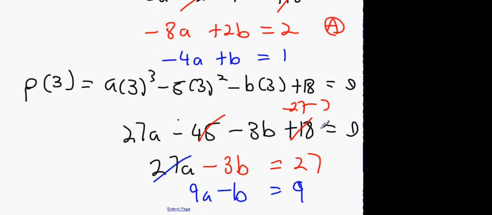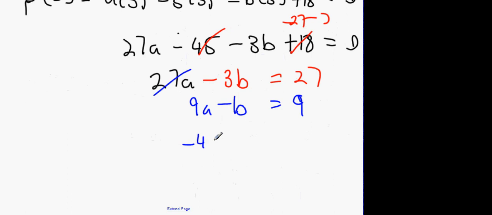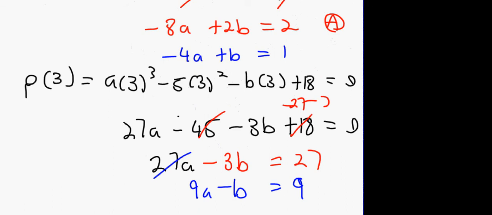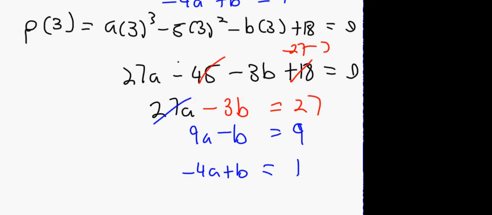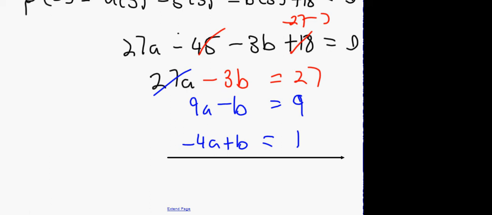Here are my two equations. I'm going to put the other one directly underneath: minus 4a plus b equals 1. Now, lucky for me, the way I did it means I have to do very little with the simultaneous equations. I can just add directly downwards. And what I'm going to get is 5a equals 10, a equals 2.